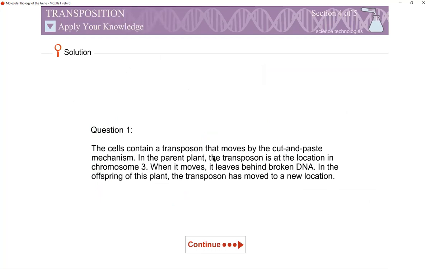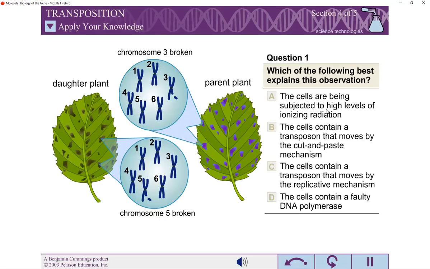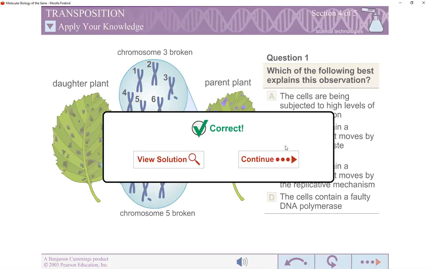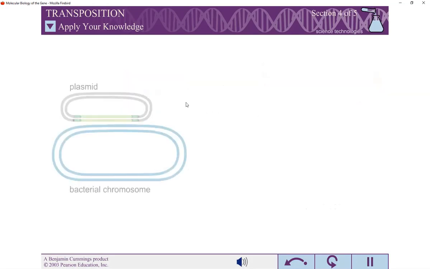In the parental plant cell, the transposon is at a location in chromosome 3, and now it has moved to a new chromosomal location. When it moves, it leaves behind the broken DNA. In the offspring of this parent, the transposon has moved to a new location. Next point. Which of the following best explains this observation? I've already answered this in the second one. Okay. Next, moving to Question 2.